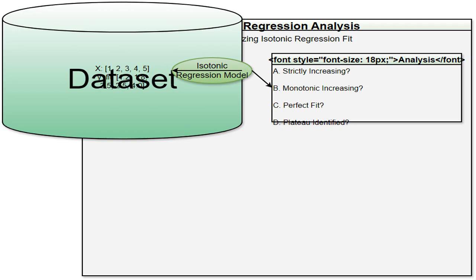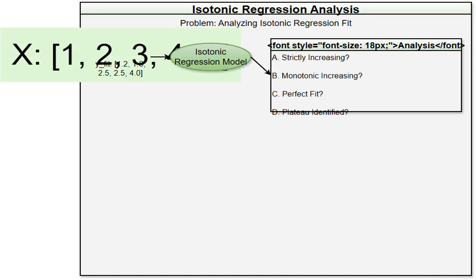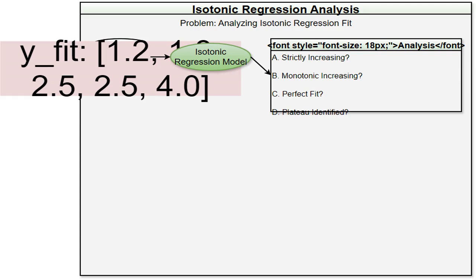The dataset includes a predictor variable, x, and its corresponding fitted values from an isotonic regression, y_fit. These are the input values for the isotonic regression model. They are simply the numbers 1 through 5. These are the output values predicted by the isotonic regression model for each input value in x. Note that the third and fourth values are identical, 2.5.